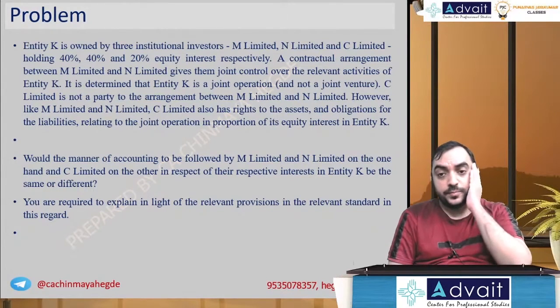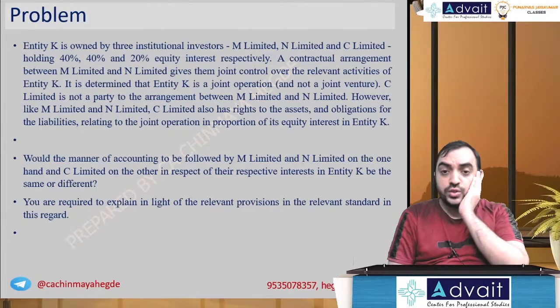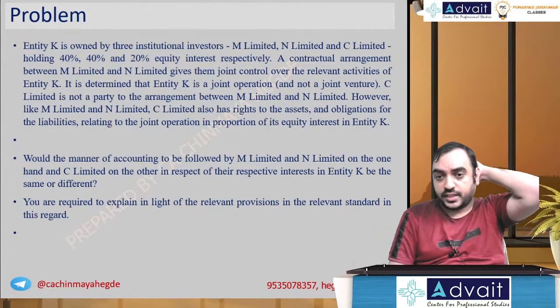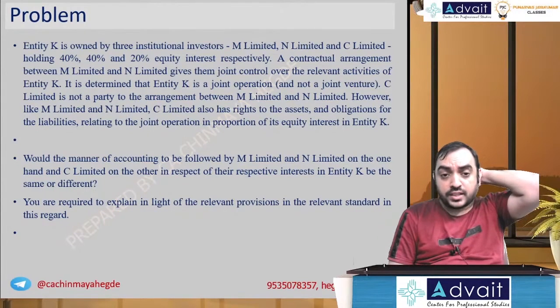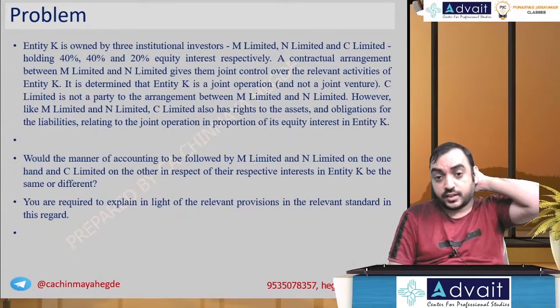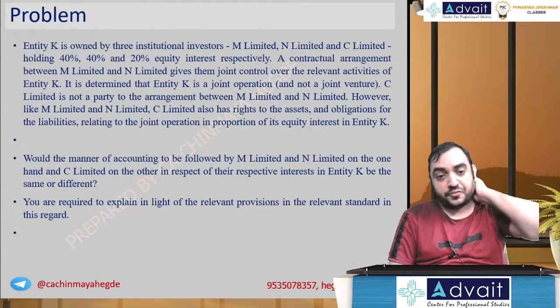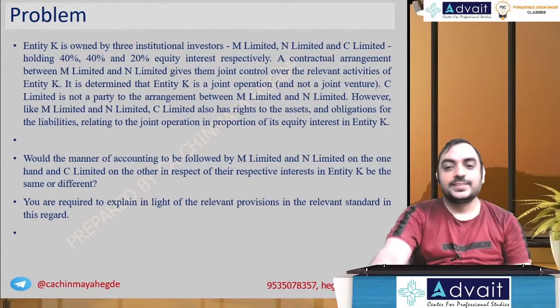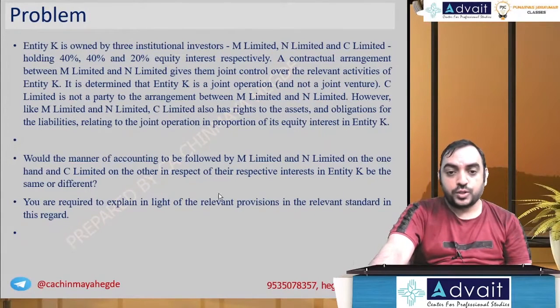However, C also has rights to assets and obligations for liabilities relating to the joint operation in proportion to its equity interest in entity K. Would the manner of accounting to be followed by M and N on one hand and C Limited on the other hand, in respect of their respective interests, be the same or different? You are required to explain in the light of the relevant provisions of the relevant standard in this regard. Okay, read this problem once more.